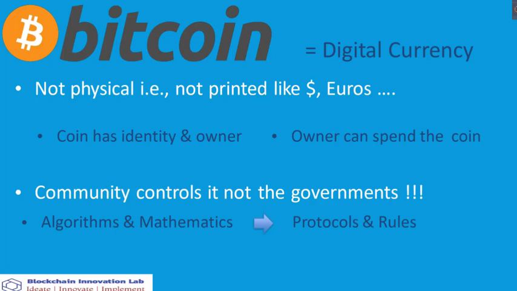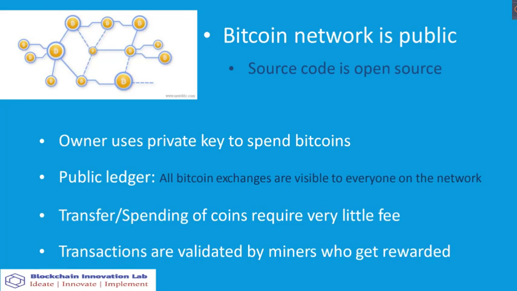It is not controlled by governments, and it is based on algorithms and mathematics, protocols and rules. Your complete blockchain network is based on algorithms and the different kinds of protocols coming out for different blockchains, and there is a different set of rules set for each. The Bitcoin network is completely public, and that's the disruption happening now. Anyone can start building their own application on top of blockchain-based platforms, so you can empower people to create different kinds of applications for different verticals. The source code is completely open source.